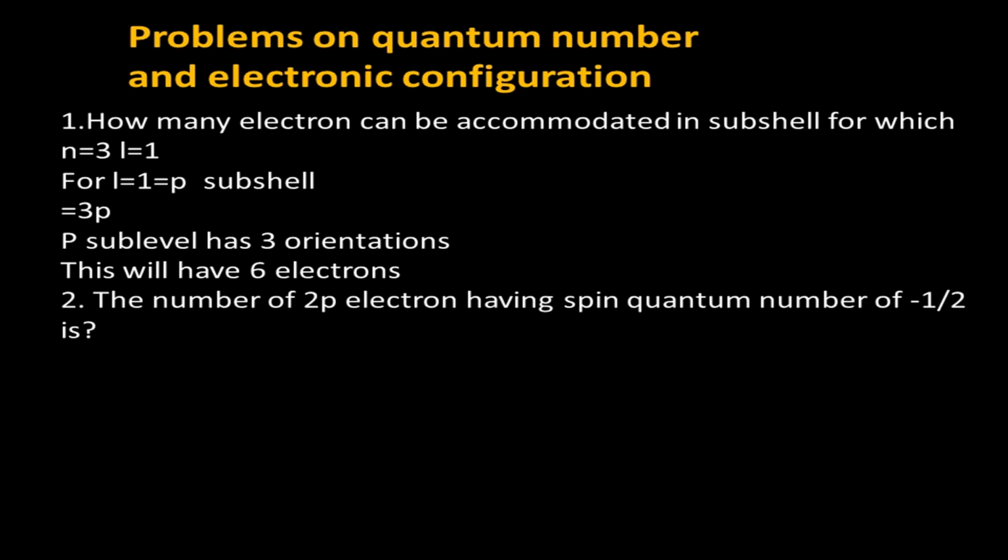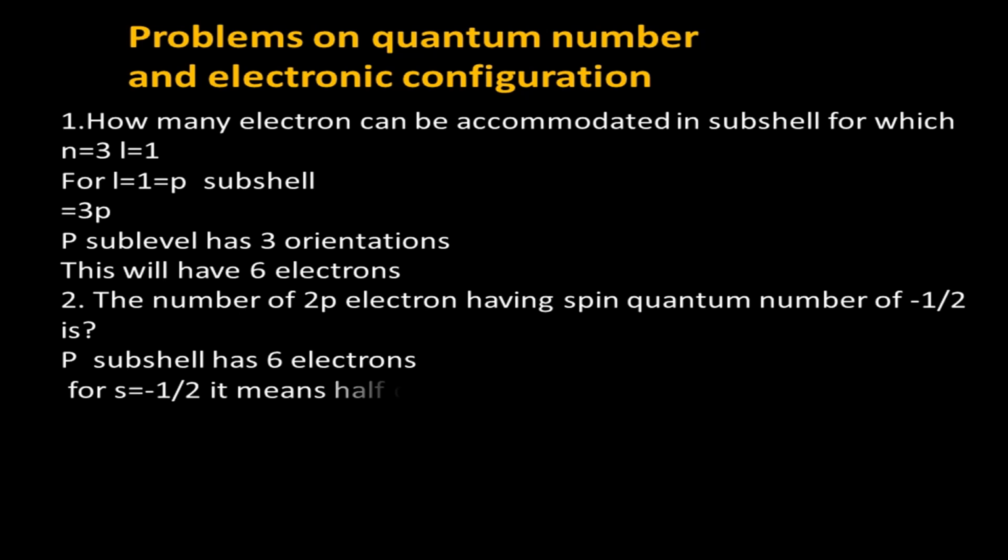Number 2, the number of 2p electrons having spin quantum number of -1/2 is, let's see, the p subshell has 6 electrons, which we know, px, py, and pz, and each orbital contains 2 electrons, making a total of 6. For s equals -1/2, it means half of the electrons in the p subshell. So this will be what? 3 electrons. So half of 6 is 3.